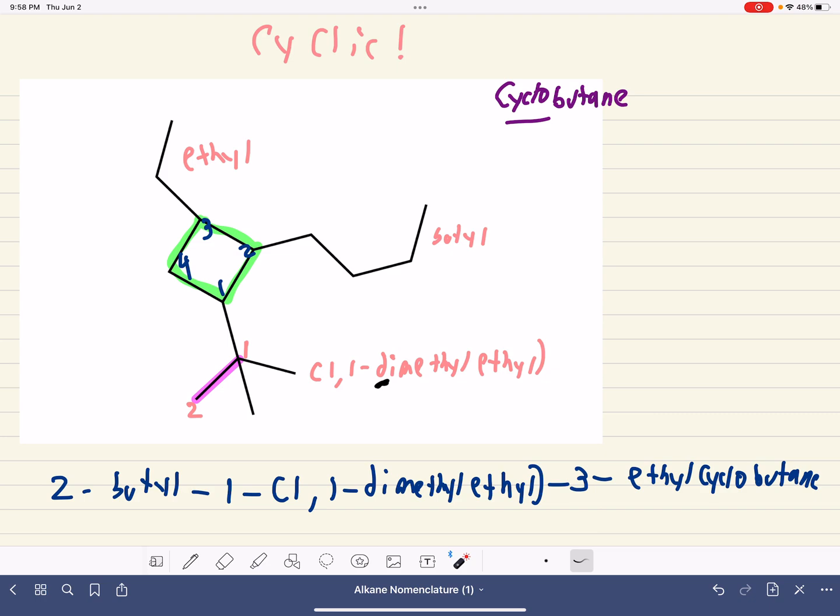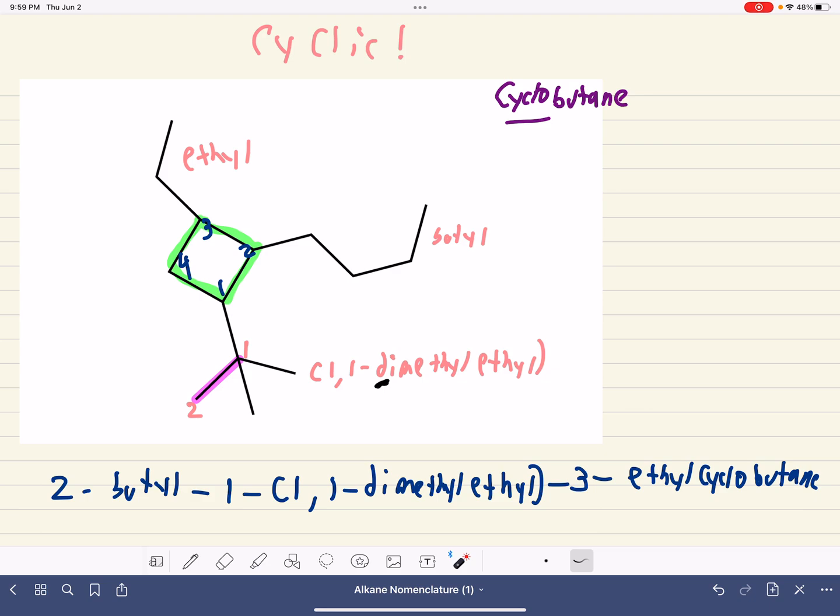So 2-butyl tells us we have a butyl at position 2. The 1,1-dimethylethyl tells us we have a complex substituent, the 1,1-dimethylethyl group, at position 1. And that's alphabetized by the D, so the B goes first, then the D in dimethylethyl, and then the ethyl goes next, that's at position 3, and since it's the last substituent, it gets tacked on with the parent chain name, which in this case is cyclobutane. All right, so that's how we would tackle that one.